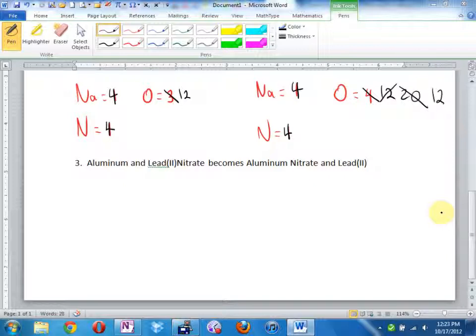Aluminum and lead 2 nitrate becomes aluminum nitrate and lead 2. By the way, number 2, that's a tough question, when you're crossing out and recrossing out and crossing out. What I am saying, Kenzie, is don't quit and keep your eyes open. Sometimes you may have put a bigger subscript in a coefficient in front of something, Hayden. Don't be scared to cross out and put a smaller one in there if that makes your life easier.